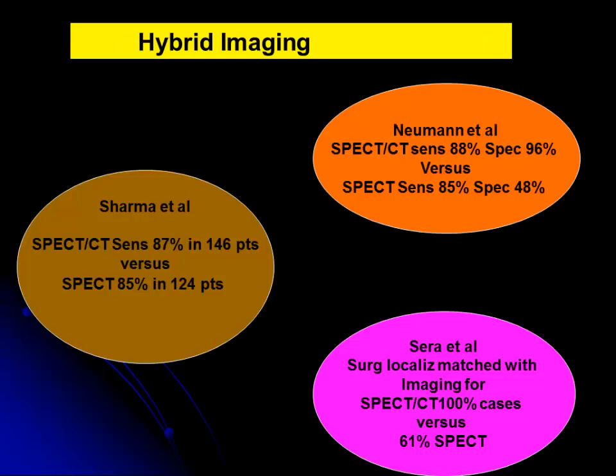Just a comparison, Newman basically compares the SPECT CT with SPECT and shows sensitivity of 88% and specificity of 96% versus SPECT only 85 to 48%. Sharma et al. looked at again comparing the SPECT and SPECT CT. SPECT CT showed 87% in 146 patients, and 85%, which was almost similar sensitivity. And Sarah et al. Surgical localization matched with imaging for SPECT CT in 100% cases versus 61% in SPECT.